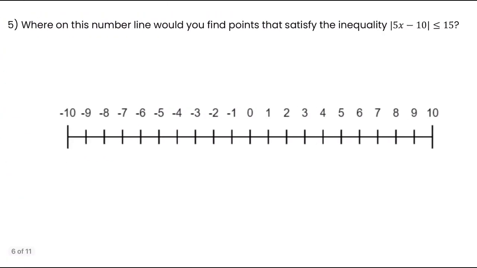So where on this number line would you find points that satisfy the inequality the absolute value of 5x minus 10 is less than or equal to 15? Here we have a less than or equal to, right? So that means we're going to write this as an and compound inequality. So I'm going to write this as negative 15 is less than or equal to 5x minus 10, which is less than or equal to positive 15.